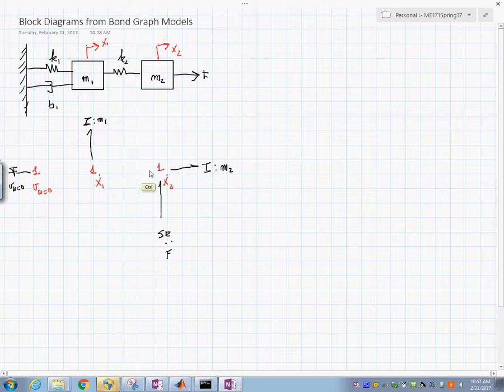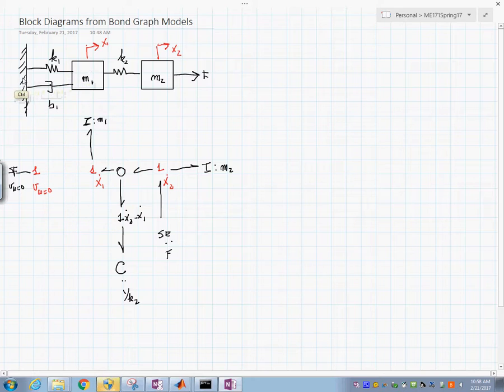So the difference between x sub 2 and x sub 1 is represented by this zero junction. So this is x sub 2 dot minus x1 dot. And this element is in between those. So that's this element, which would be a C element with value 1 over k sub 2.